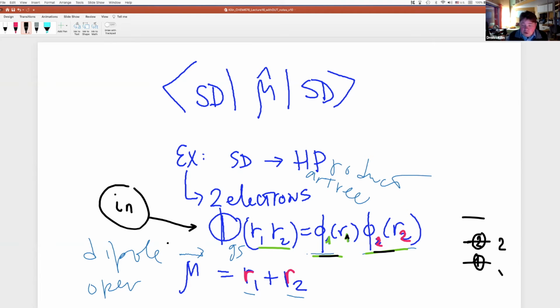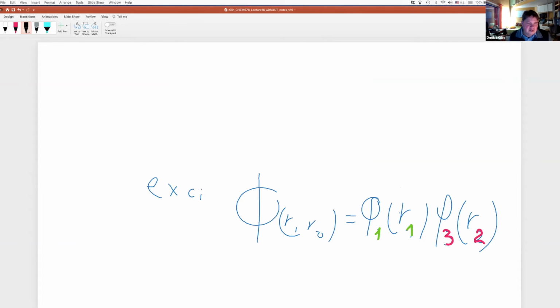Now, what would happen to the multi-electron wave function when we perform excitation? Electron number 1 will still be in orbital number 1, and electron number 2 will be in orbital number 3. So there are two products in the initial and final wave function, right?